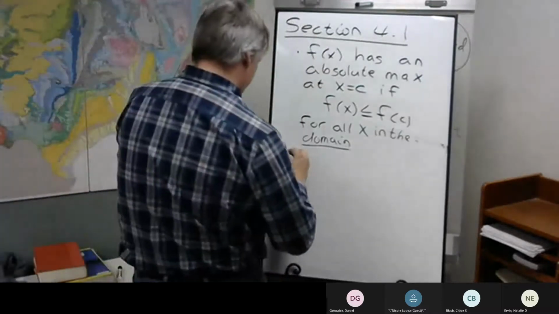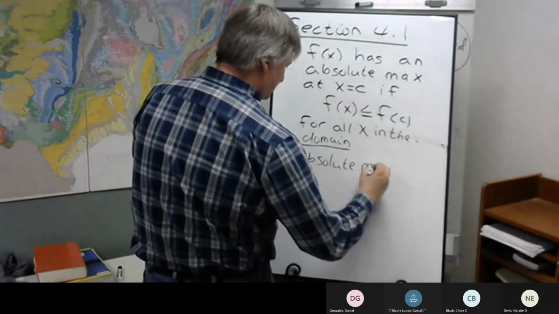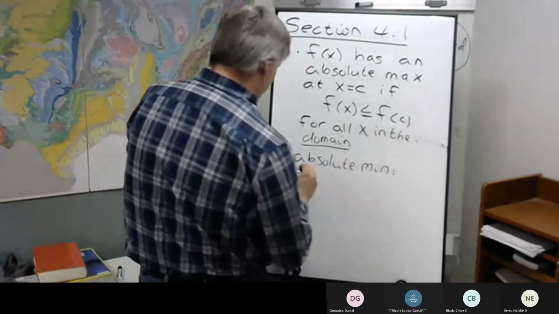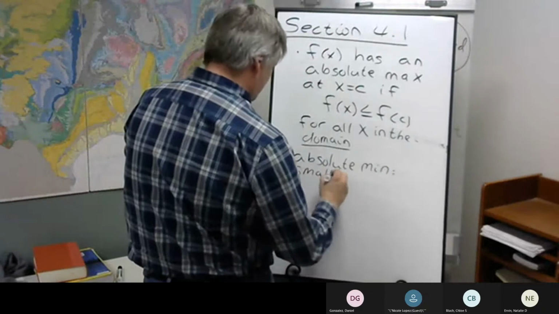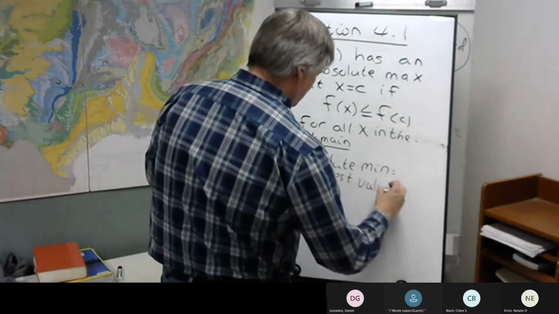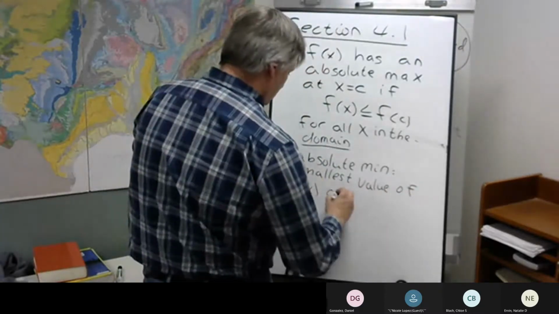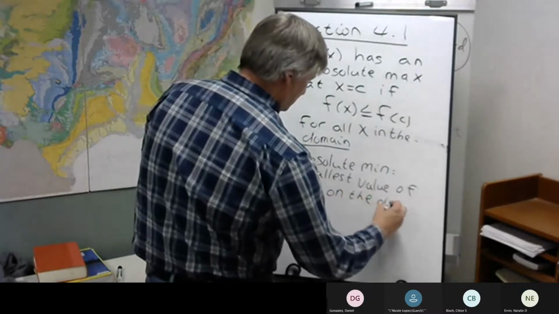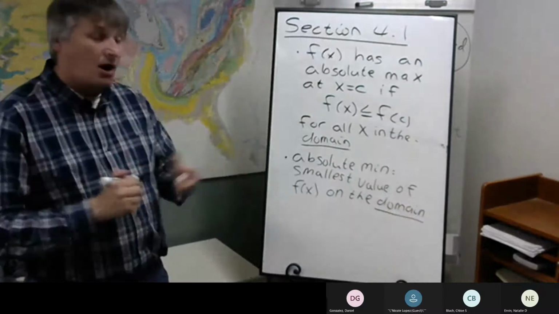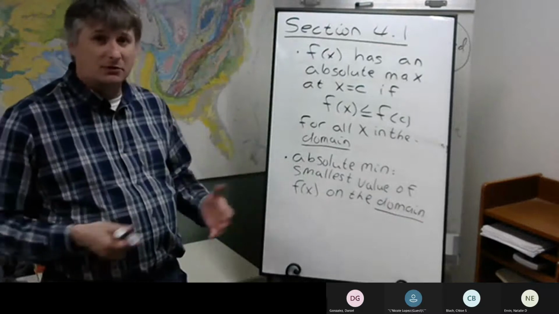All right. Likewise, the absolute minimum is going to be our smallest value of f of x on the domain. That's where we find our minimum. And then we have a formal way of expressing this.